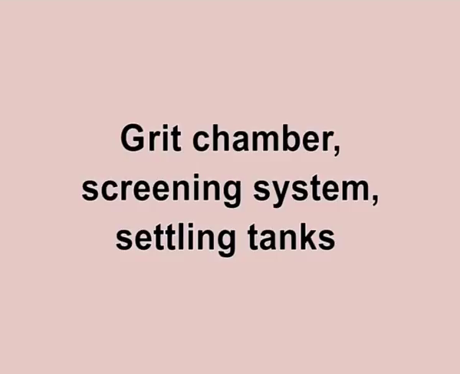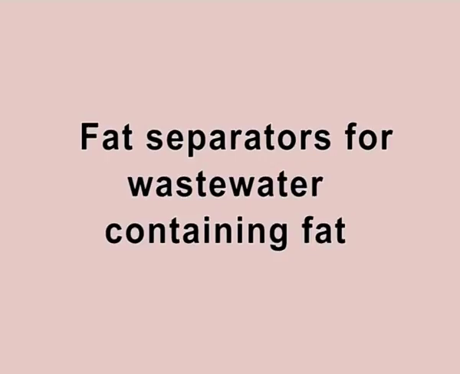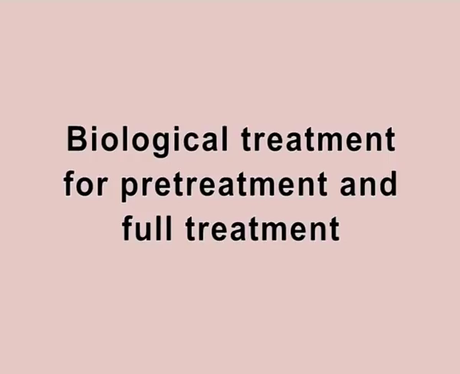In case of potato processing industry, wastewater treatment systems often consist of the following sections. The first one, the grid chamber, screening system, settling tanks for purification of the flume and washing water recirculation. The second one, production integrated, which is screening systems and separators to recover organic solids that have been separated from the production wastewater and dewatered, to recycle valuable substances, say for example cattle forage. The third one, the fat separators for wastewater containing fat when deep fat fryers are used in the production process. And it also includes the biological treatment for pretreatment and full treatment.